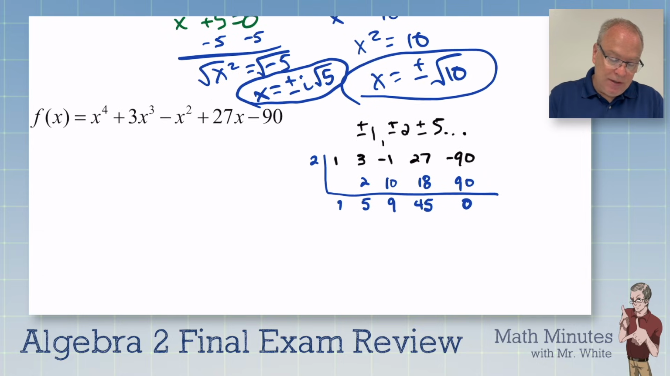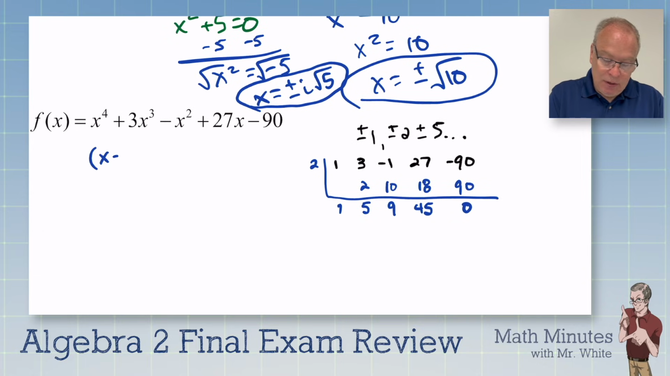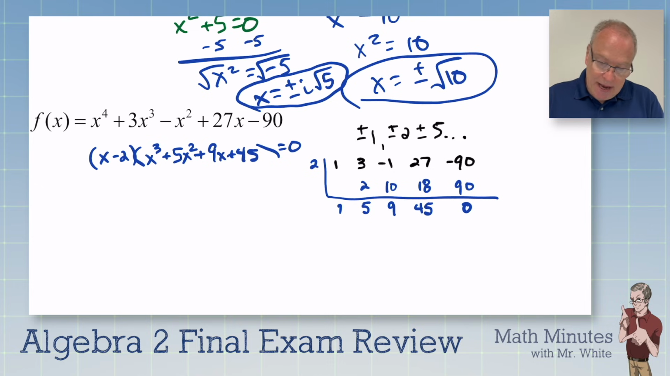So what that means is that x minus 2 is a factor. And what's left behind is x to the third plus 5x squared plus 9x plus 45. All of that equals 0. Now, we're going to take this right here and keep going. Now, we already know that 1 doesn't work. And if I remember right, negative 1 doesn't work either.